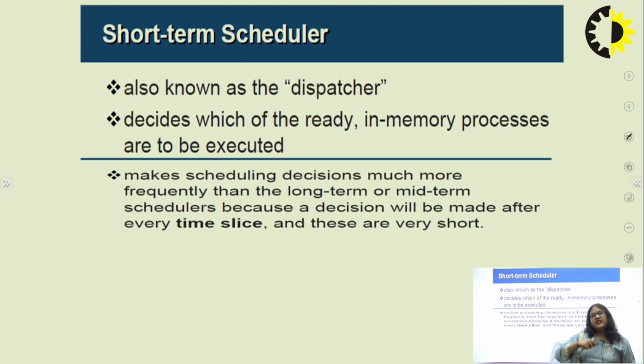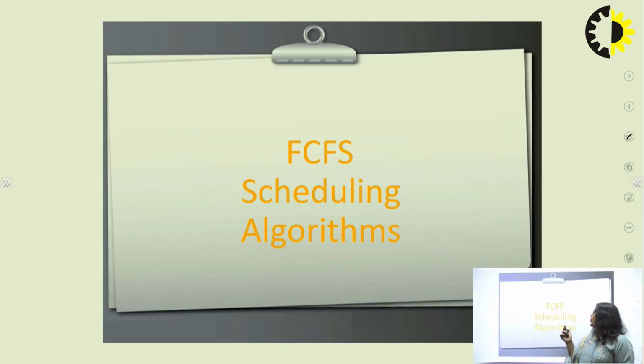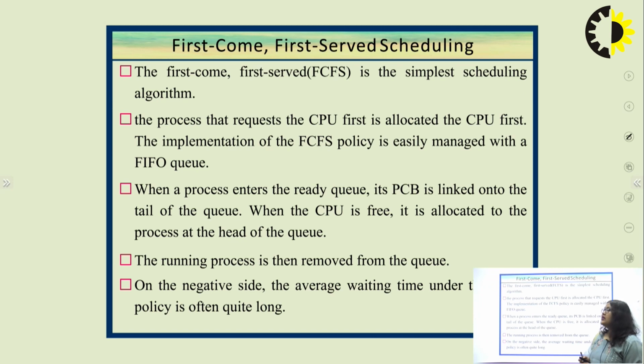Now, what is the short term scheduler? When a process moves from the ready state to the running state, that particular time slot is known as the short term scheduler. Now, let's move on to the FCFS scheduling algorithm. What is FCFS? FCFS stands for first come first serve. It is the simplest scheduling algorithm.